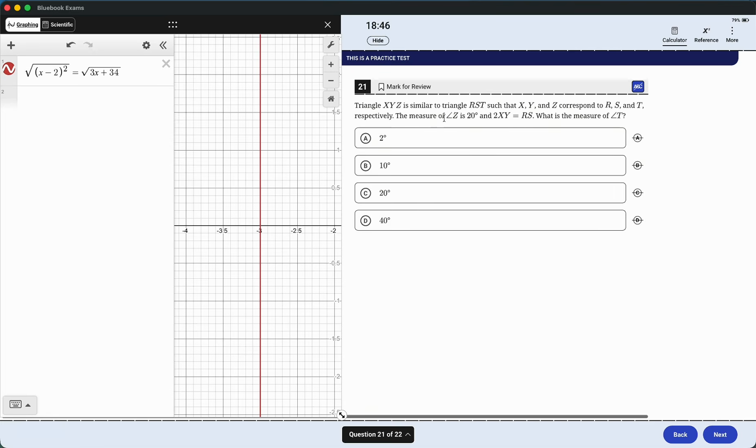Okay, next one here, another similar problem, right? We talked about similar before. XYZ similar to RST. Okay, and then they tell us what corresponds to what. Usually it's in the order in which they name it. And then they tell you angle Z is 20 degrees, and they tell you this about their proportionality, 2XY equals RS. That's kind of irrelevant here because they want to know angle T.